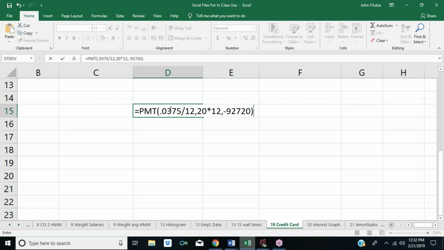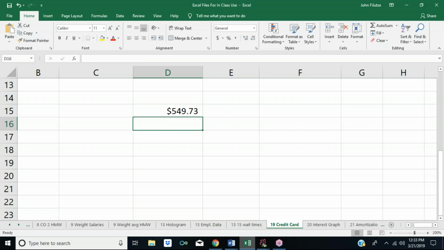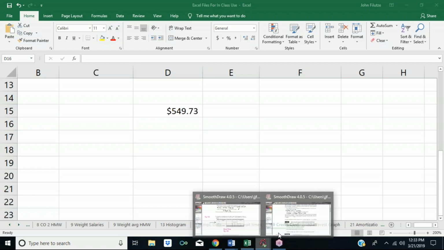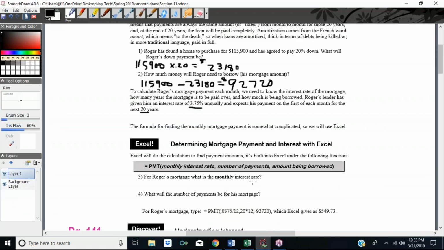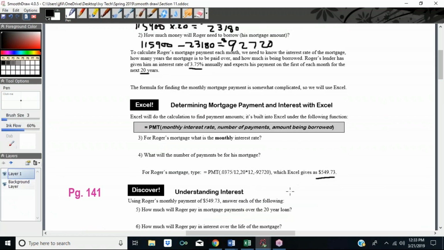And this will shoot out what his monthly payment will be. So notice the monthly rate, the number of months total, and the amount being borrowed. That's how we can find out what the monthly payment will be. So Roger will have to pay $549.73 every month for those 20 years to pay off this loan. And that's what it shows us right here.